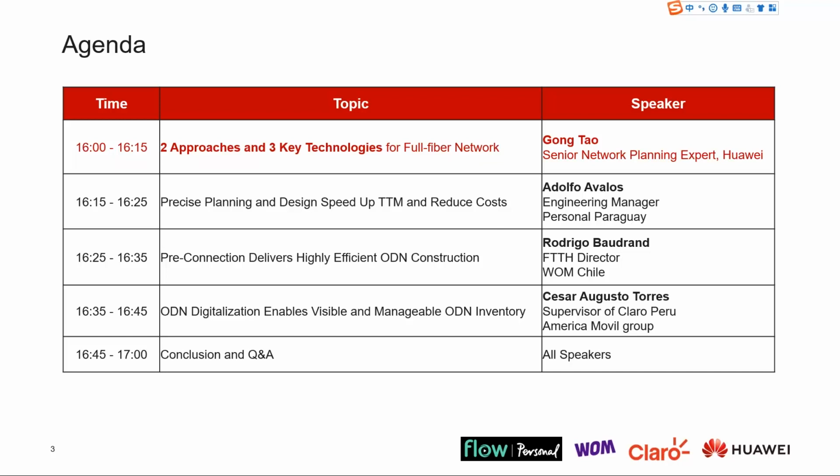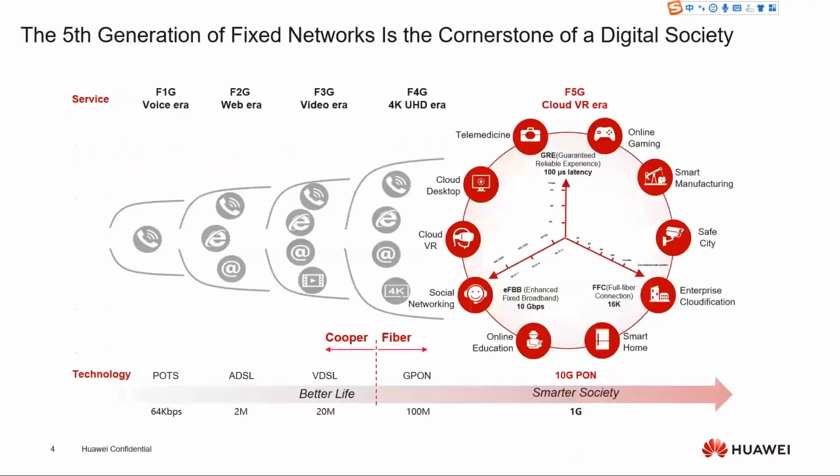My presentation is about 2 approaches and 3 key technologies for full fiber network. Fixed access networks have experienced different transmission media: copper, cable, and fiber. They have gone through a total of 5 generations of development, and have now entered the era of gigabit fiber access technology. Multi-fiber access, massive bandwidth, and ultimate experience bring us unlimited imagination.